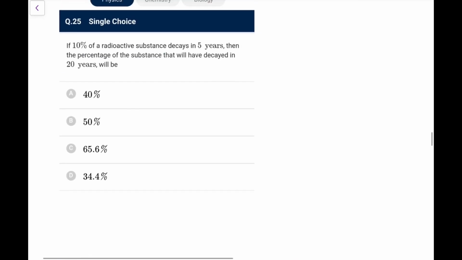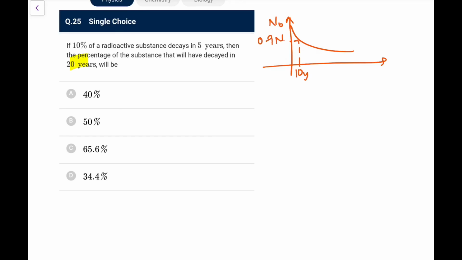Next one. If 10% of a radioactive substance decays in 5 years, then the percentage that would have decayed in 20 years. So again, I have told you, if 10% decays, that means remaining would be, if it was N0, 0.9 N0. I have told you again and again, if this is in 5 years, 20 is 4 times. So after 20 years, that is 4 times this, it would be 0.9 to the power 4 times N0.